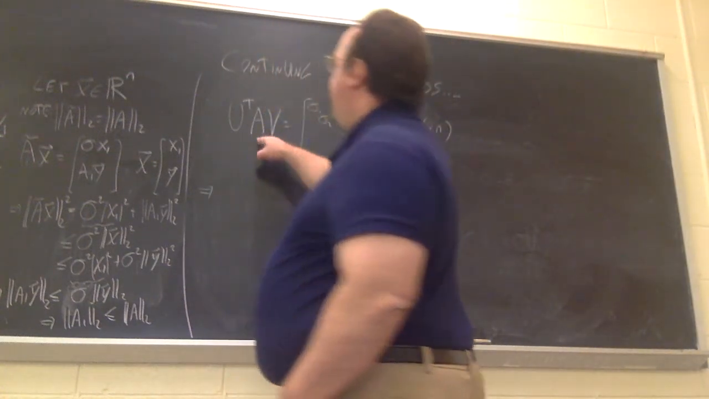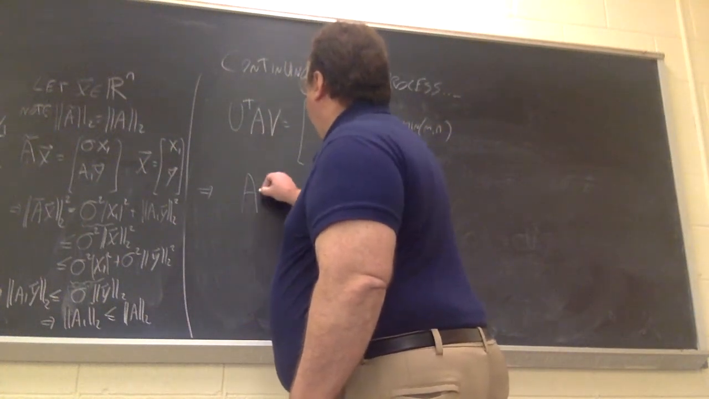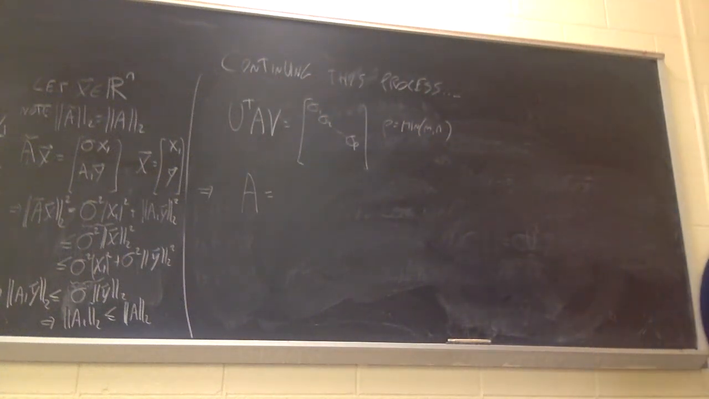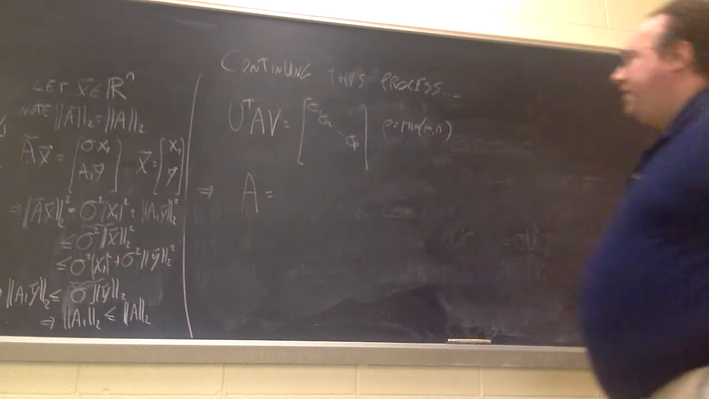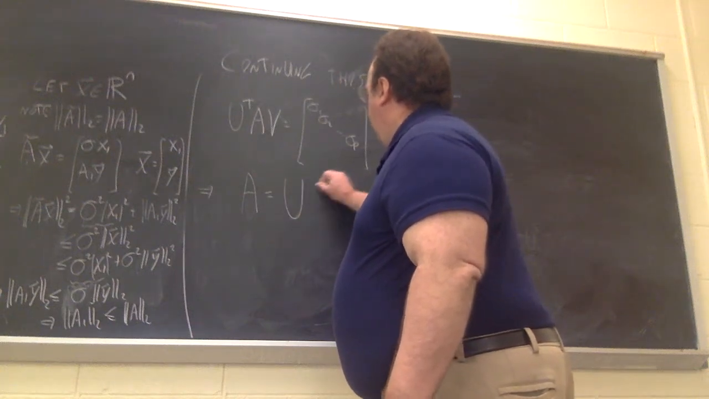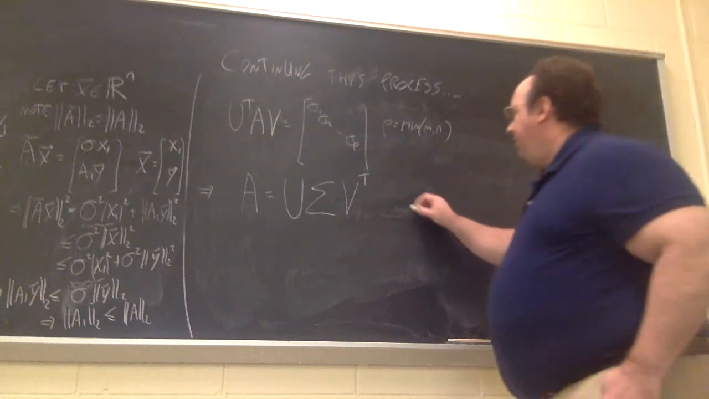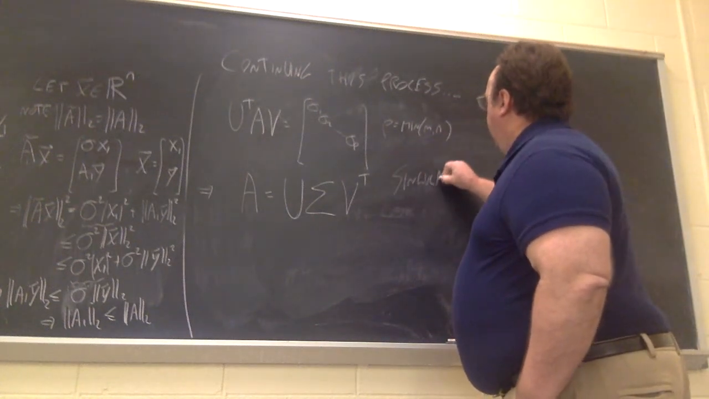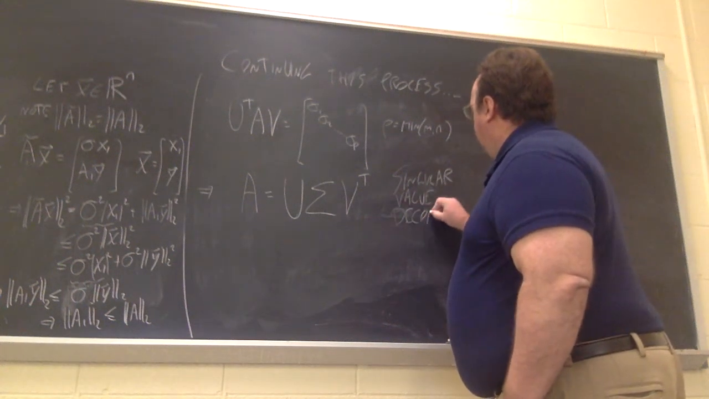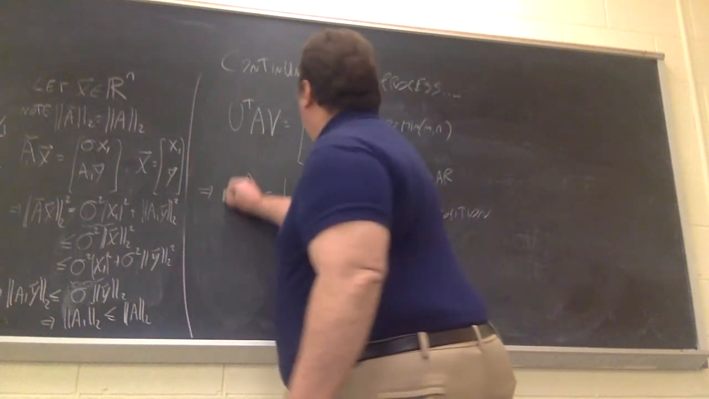Now, U and V are orthogonal matrices, so I can multiply both sides on the left by U, and I can multiply both sides on the right by V transpose to cancel things out. And what I get is U sigma V transpose. So this is the singular value decomposition.